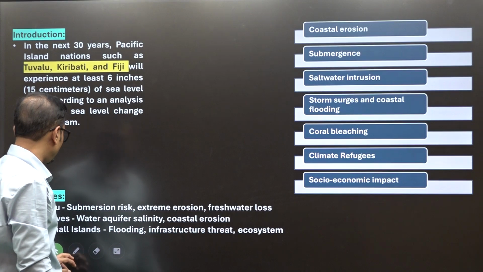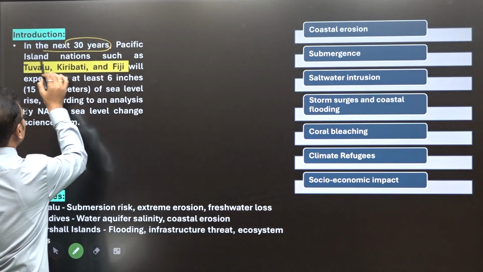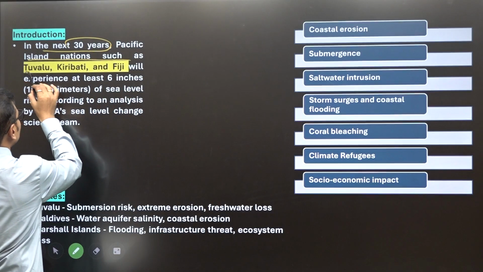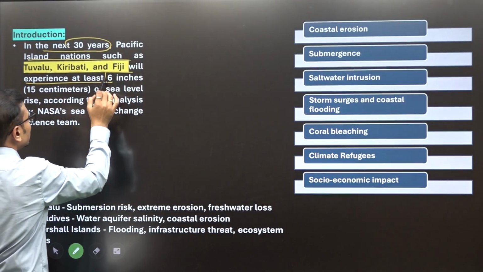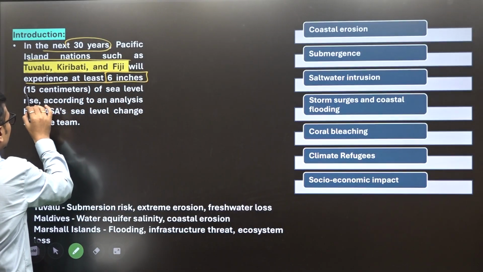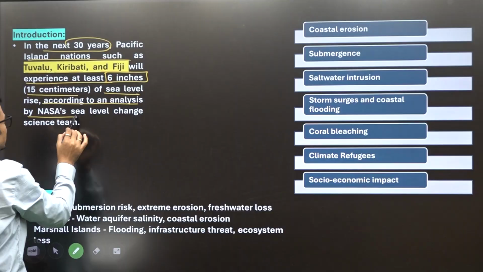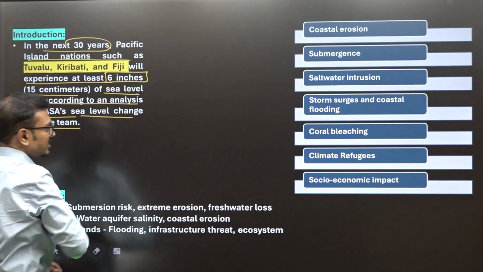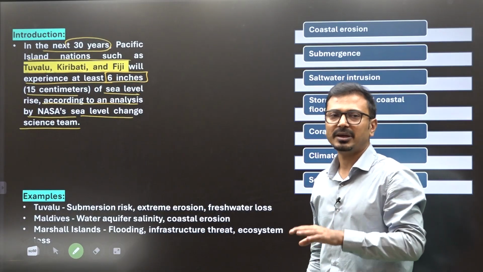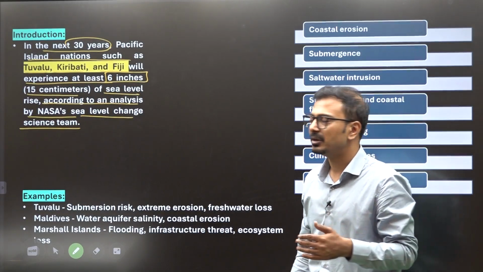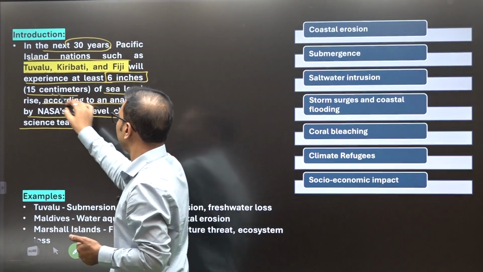We have added one data point in the introduction: in the next 30 years, Pacific island nations such as Tuvalu, Kiribati and Fiji will experience at least 6 inches, or 15 centimeters, of sea level rise, according to an analysis by NASA's Sea Level Change Science Team. This was in a newspaper. I am not taking it directly from the NASA website; it was in a newspaper, and that's why we are taking this fact here. In the next 30 years, 15 centimeters.